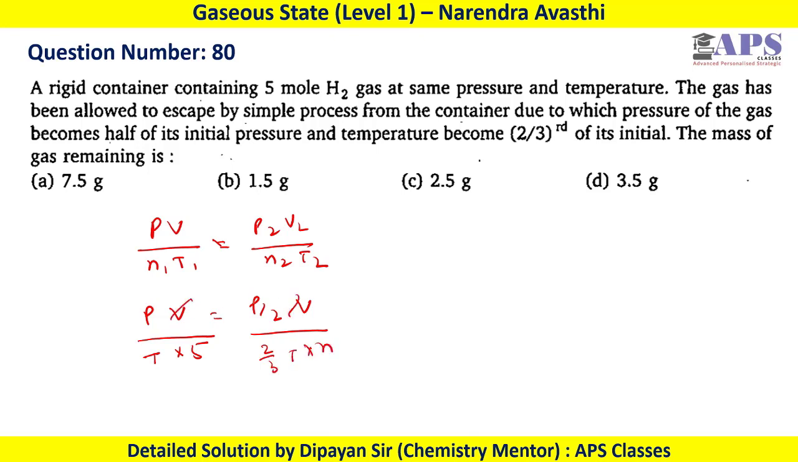So volume will cancel, P will cancel, and from here we can calculate number of mole. Weight equals number of mole into molecular weight. So number of mole is 3.75 multiplied by 2, it will become 7.5 gram. Okay, so option A will be the correct option. Thank you for watching.